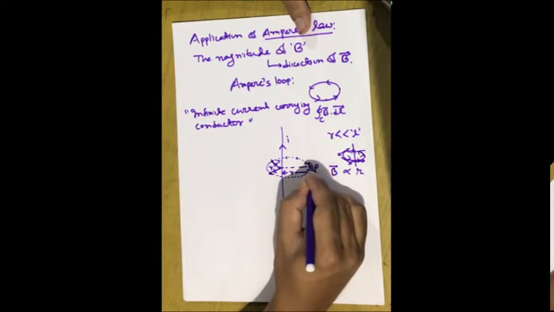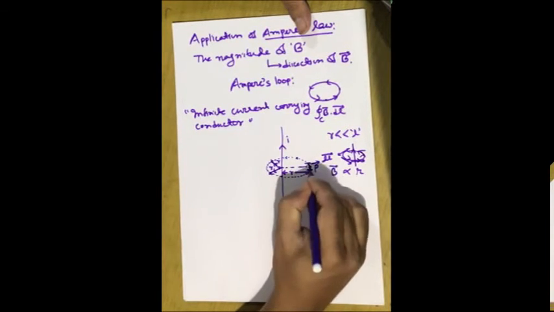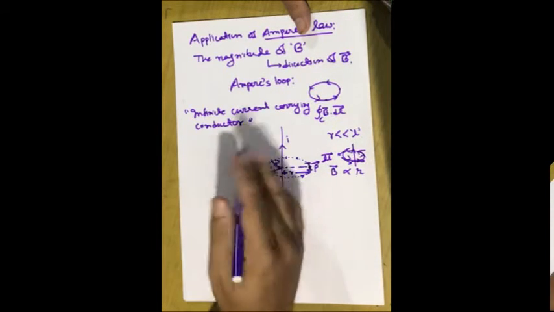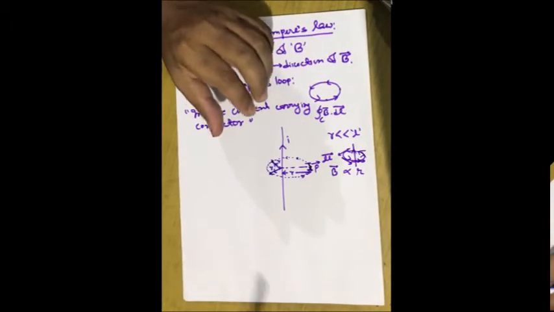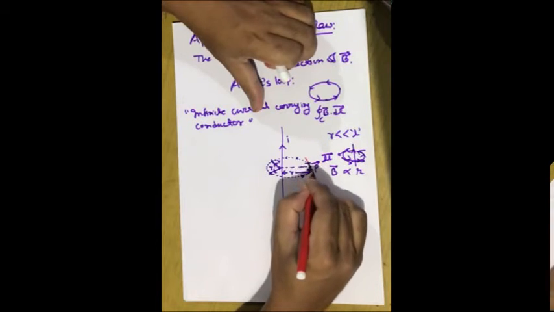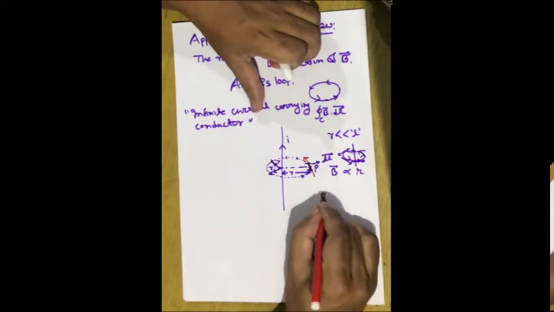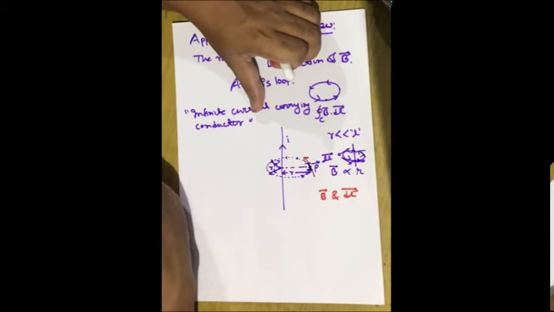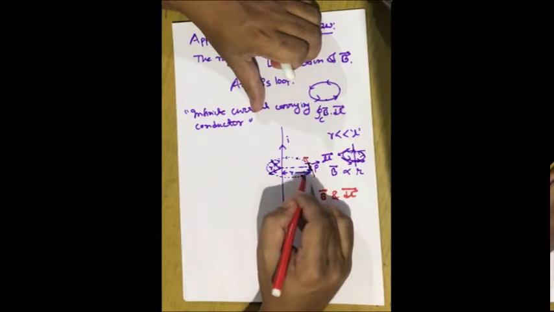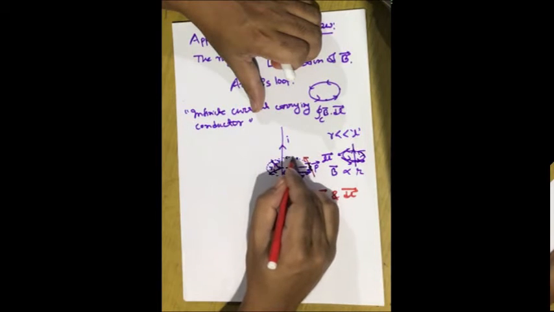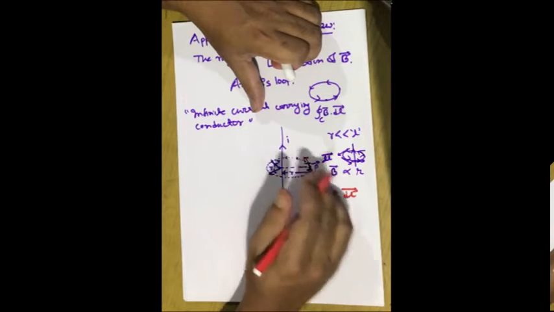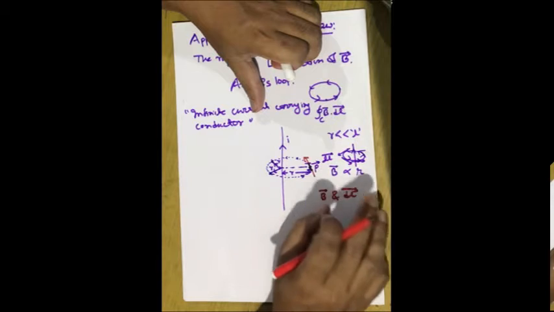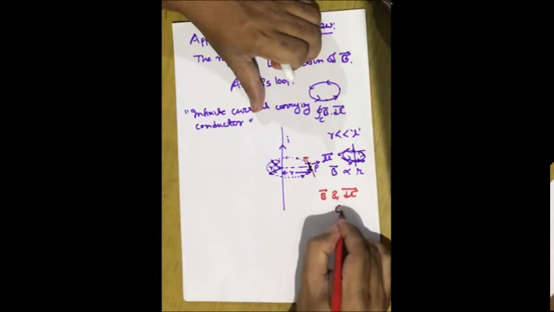Suppose this is the length element which we have chosen with the point P at its center. Its direction is always anticlockwise, as I have already mentioned. We know that the direction of the magnetic field is also along the tangent, so B and dl will be in the same direction. For this point P, and for any other point if we choose the length element with it as a center, the direction of B and dl will always be the same, and the angle between B and dl will be equal to 0 degrees.